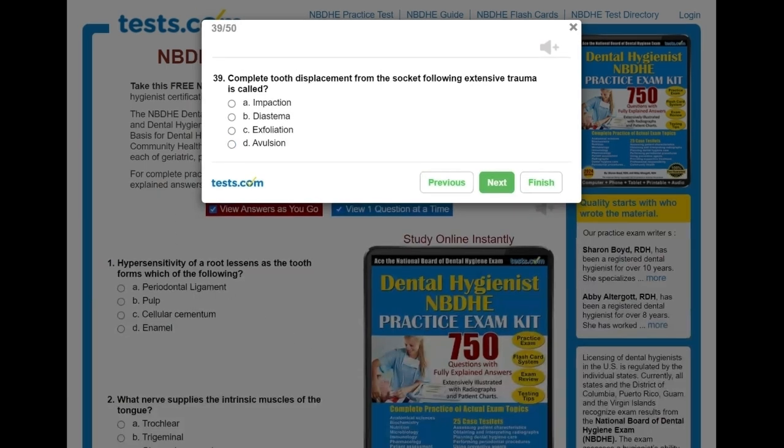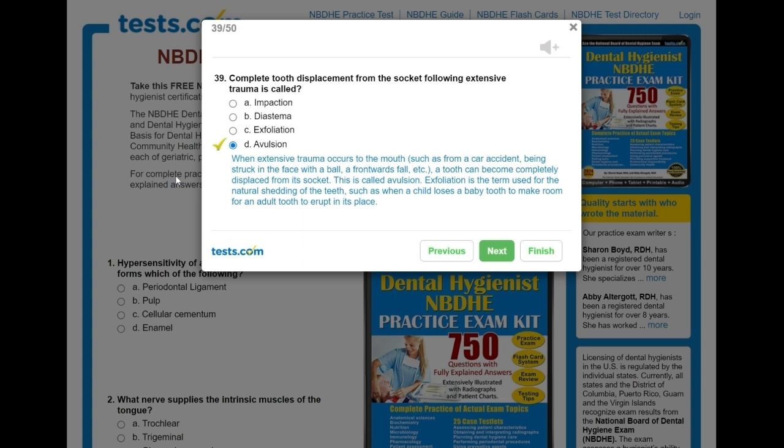Question 39. Complete tooth displacement from the socket following extensive trauma is called A. Impaction. B. Diastema. C. Exfoliation. D. Avulsion.